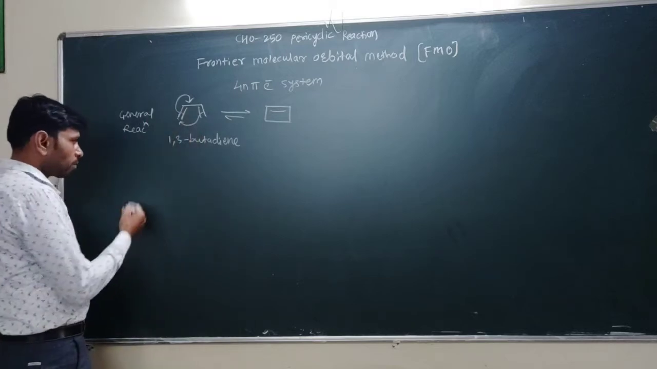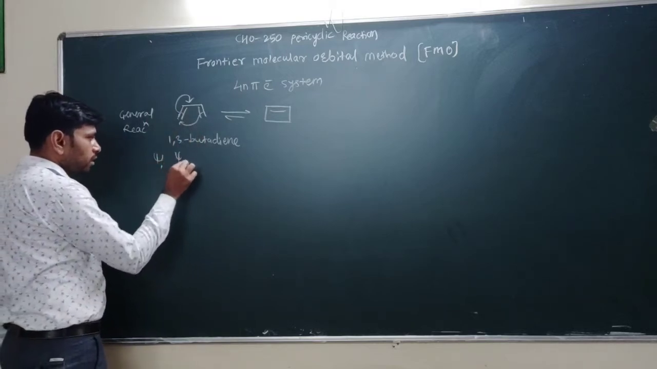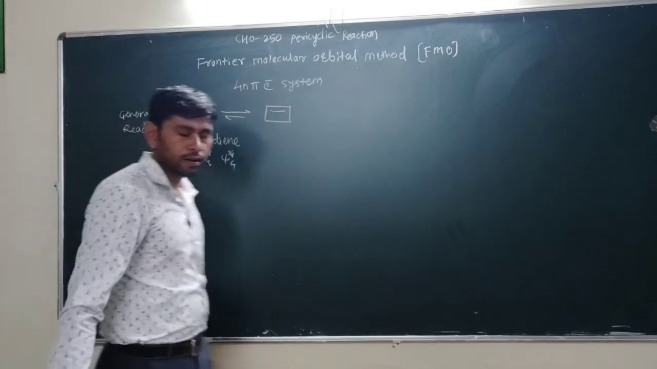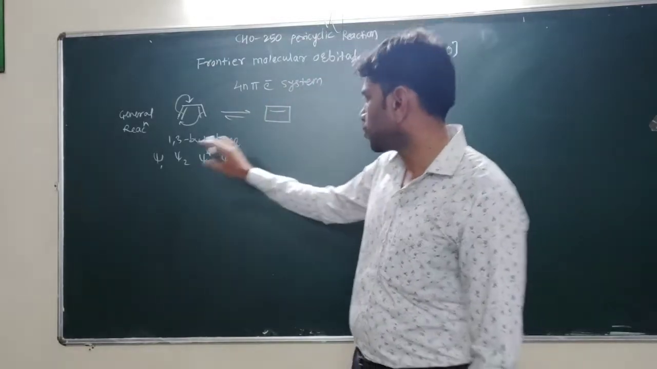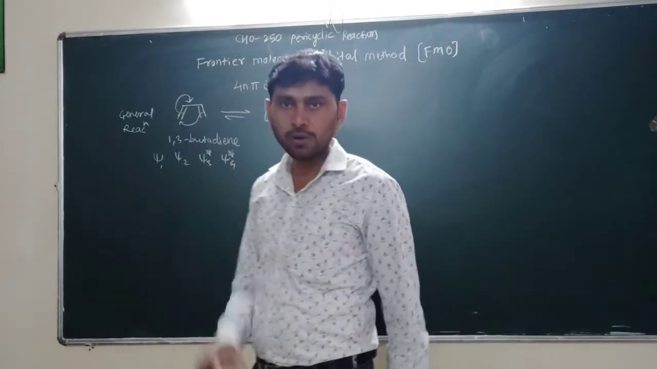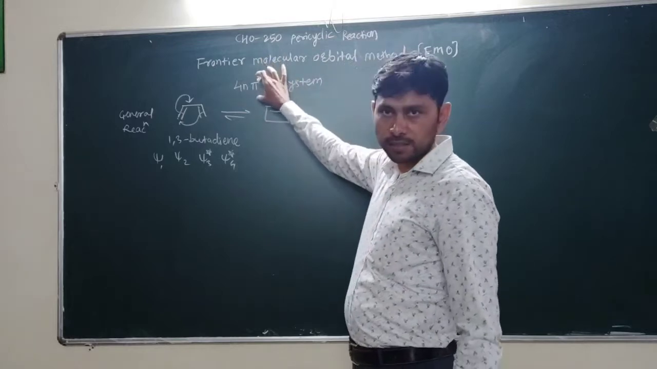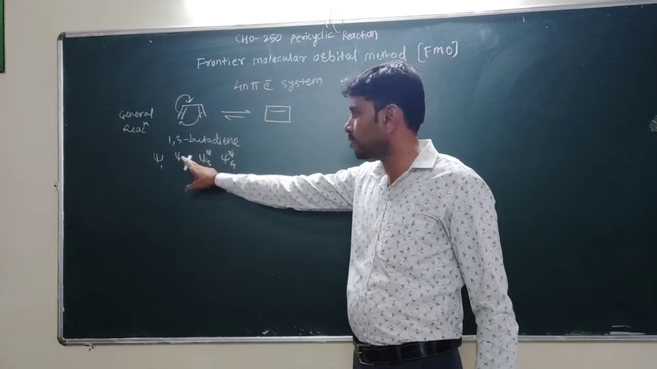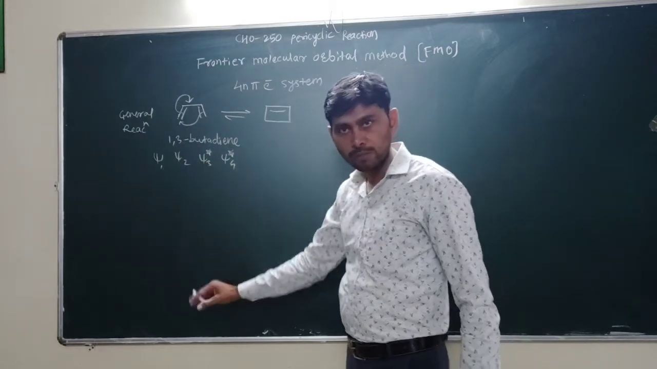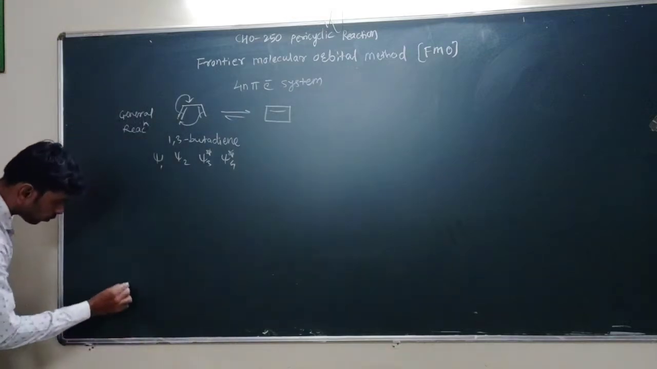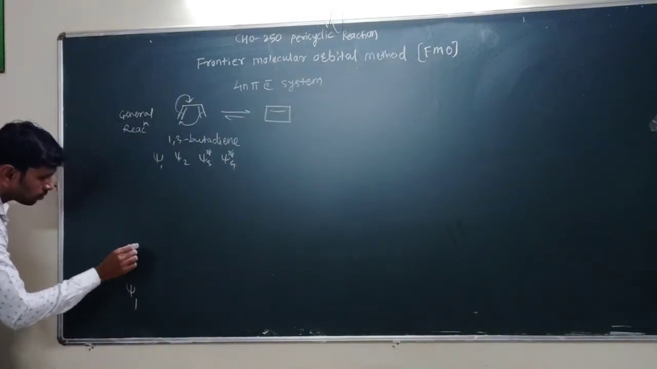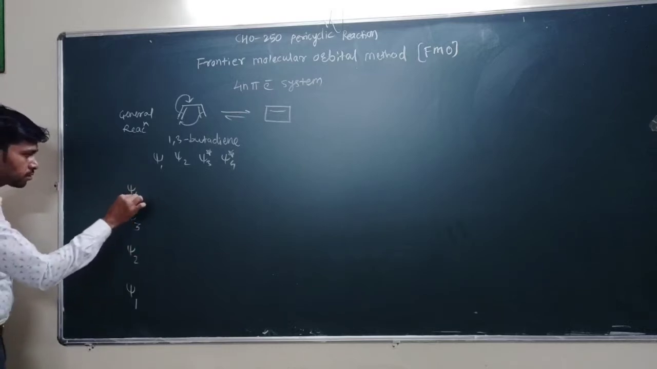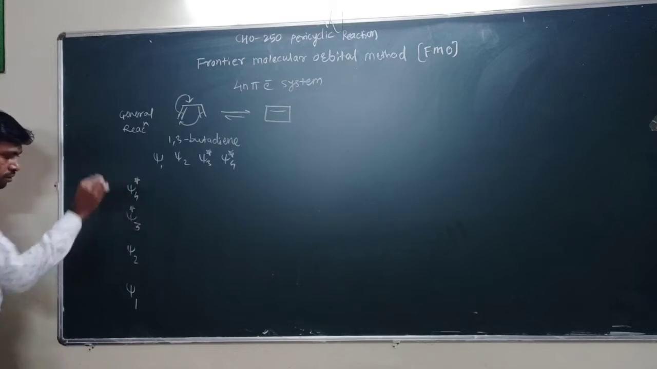So 4 orbitals are there: psi1, psi2, psi3, psi4. Two are bonding, 2 anti-bonding, indicated by an asterisk. So 4 molecular orbitals. Consider the system, then write the general reaction, consider the open chain partner, see how many molecular orbitals are involved, and draw the molecular orbitals. Drawing the molecular orbitals is similar to the correlation diagram: psi3 star, psi4 star. So these are 4 orbitals.